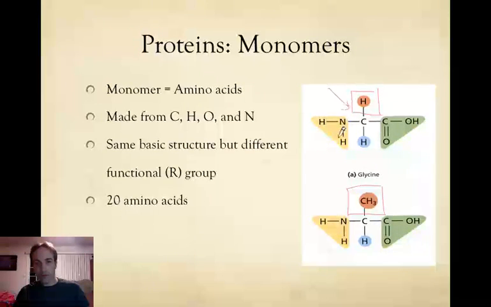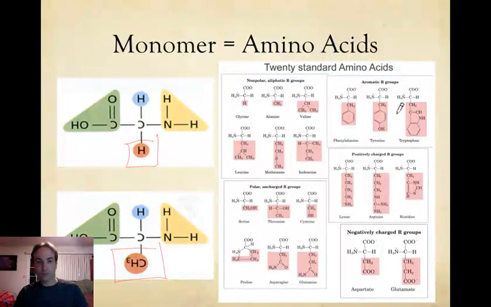These guys are the R groups, what we call the functional R group. In other words, this is the part that makes it function differently. So glycine functions differently from this amino acid down here. And there are 20 different amino acids that we generally use to build proteins. Okay, so amino acids are the monomers of proteins. We just said that there are 20 different amino acids.